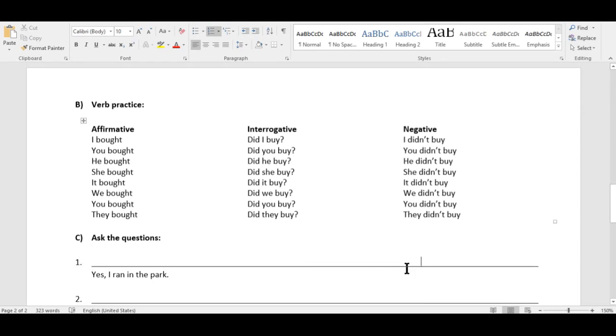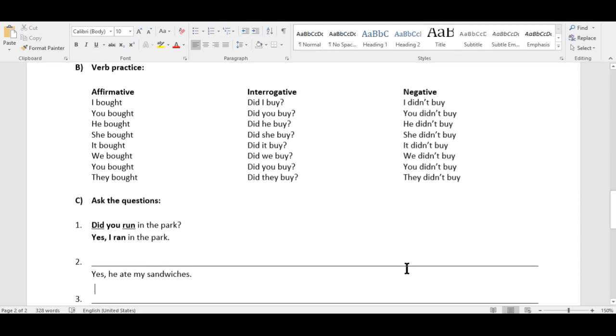What's next? Oh, wow. Let's create some questions together. Yes, I ran. Did you run? Yes, I ran. Did you run in the park? Yes, I ran in the park. Did you run? Yes, I ran.